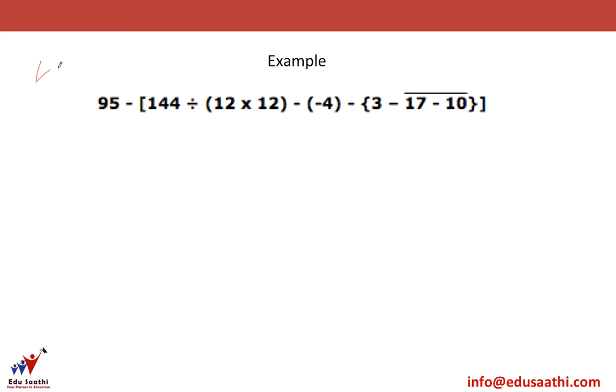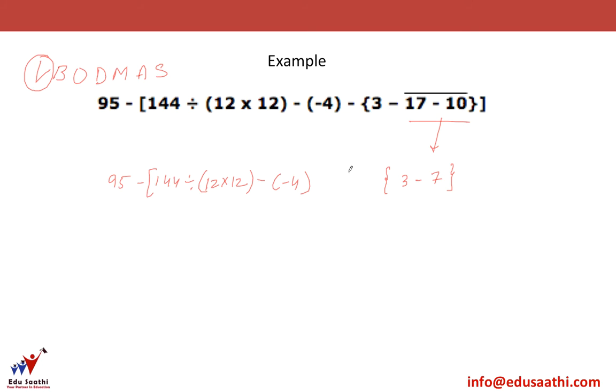I'll just write the principle here. I have vinculum, bracket, of, division, multiplication, addition and subtraction. The first thing we solve is the vinculum or the bar bracket. So 17 minus 10 here will give me 7. So my question reduces to 3 minus 7. Then I have 95 minus 144 divided by 12 into 12 minus of minus 4, and here I have minus 3 minus 7.